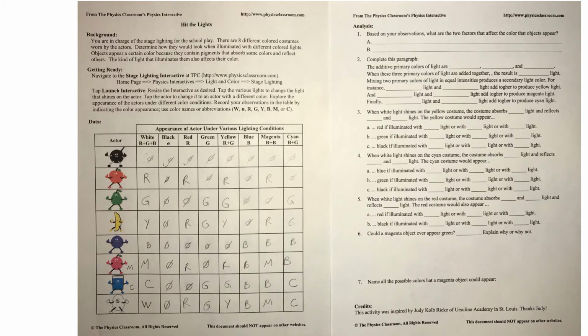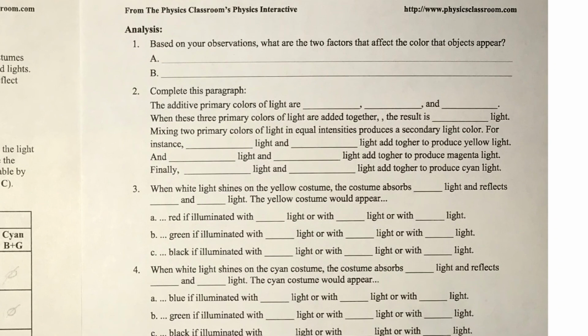Now, I've noticed a number of people had some trouble with this next page, so I'm going to talk you through it. Based on your observations, the two factors that can affect the color are the color of the object and the color of the light shining on the object. And you should write this out more completely.